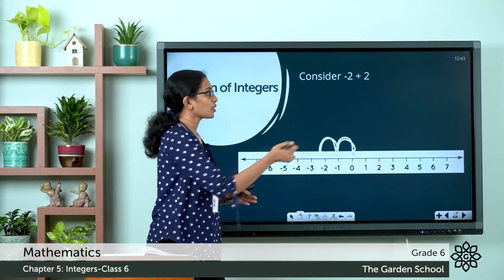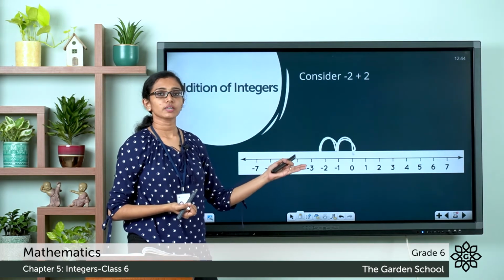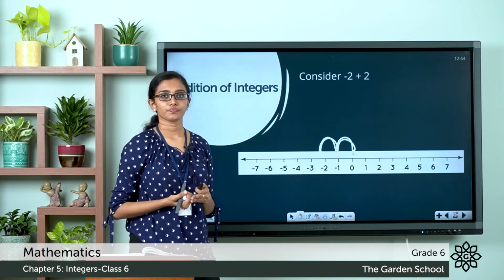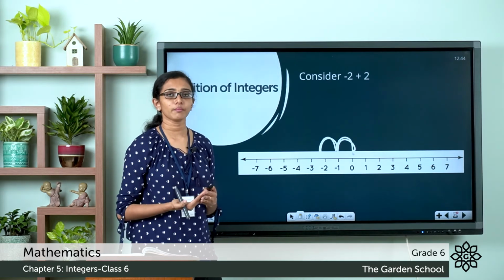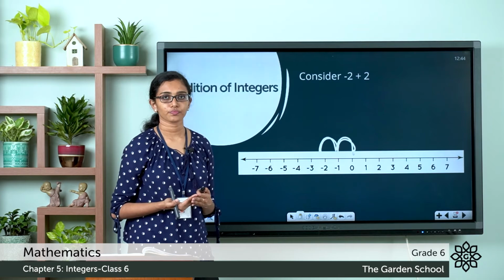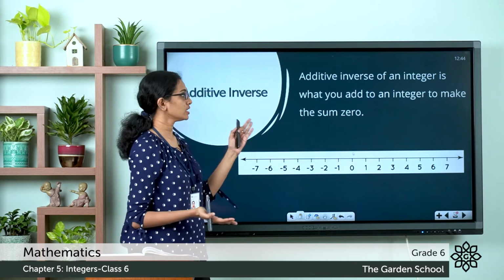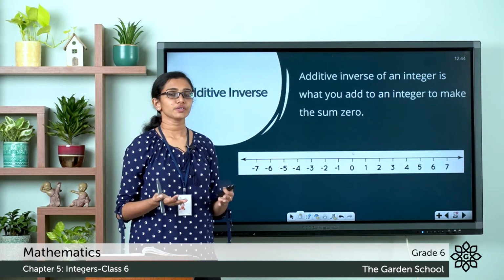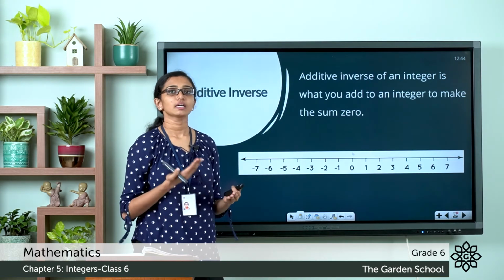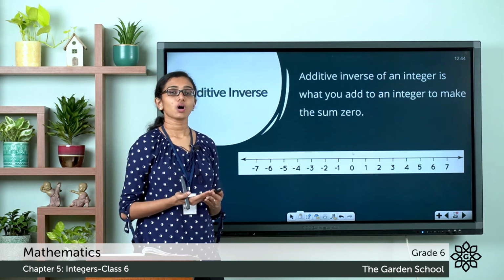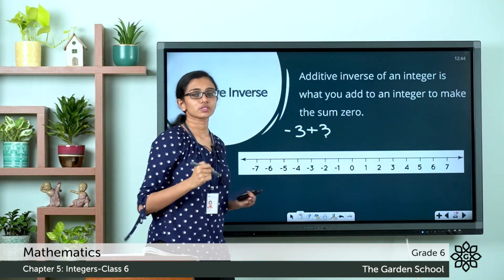So you can say minus 2 is the additive inverse of plus 2, or plus 2 is the additive inverse of minus 2. So additive inverse means what you can add to a given integer or a given number to make the sum 0. So additive inverse is what you add. The additive inverse of an integer is what you add to an integer to make the sum 0. So can you say what is the additive inverse of minus 3? What should be added to minus 3 to get the sum as 0? The opposite of minus 3 is 3. So minus 3 plus 3 should give you 0.